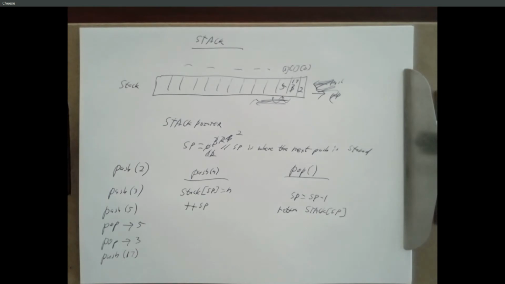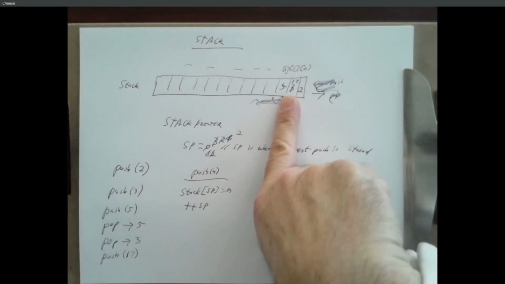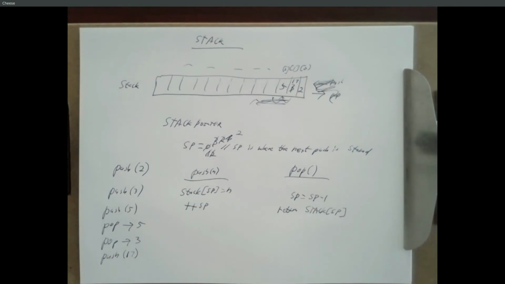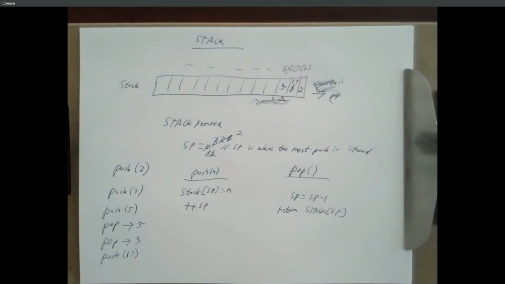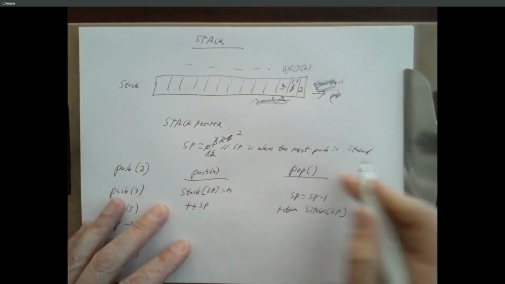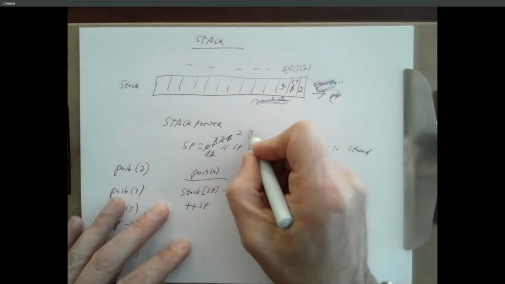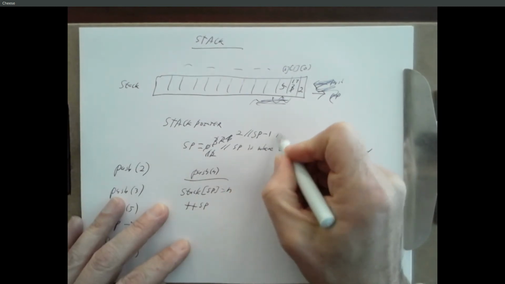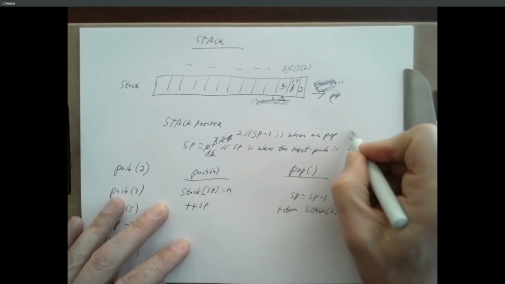And again, we popped off the 5 a few instructions ago. It's still sitting in memory. Right? We didn't remove it. We're just choosing to ignore it because we moved the stack pointer, so it's pointing to a lower index than that. But this is still sitting in memory. So stack pointer is where the next push is stored. And so in some sense, SP minus 1 is where we pop from next.